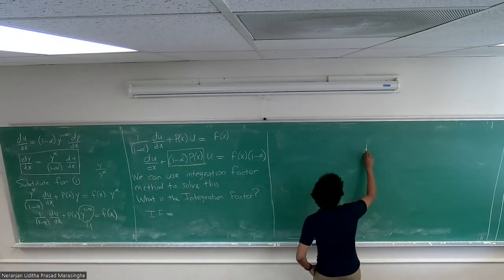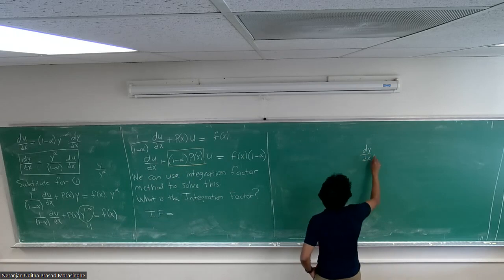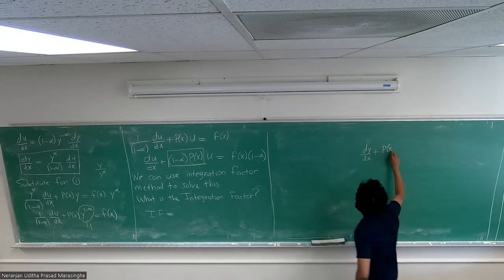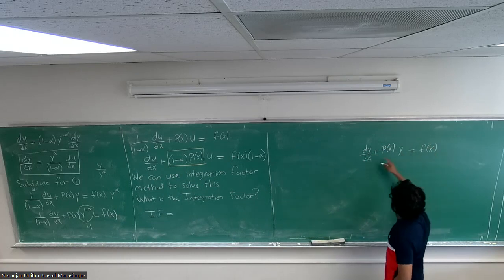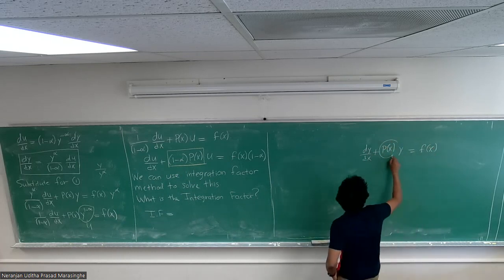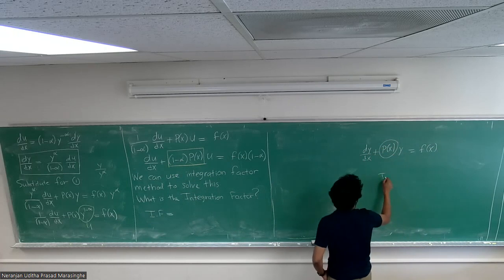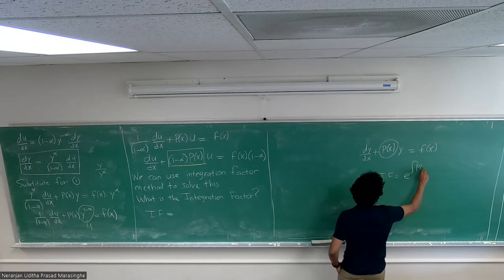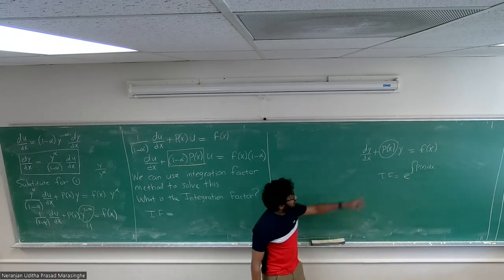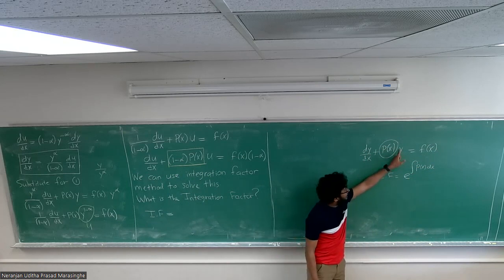Remember we discussed this one, dy/dx plus p(x) times y is equal to f. If this is our differential equation, then the integration factor is going to be e to the integral of p(x) dx. So we had to take the coefficient of your dependent variable.